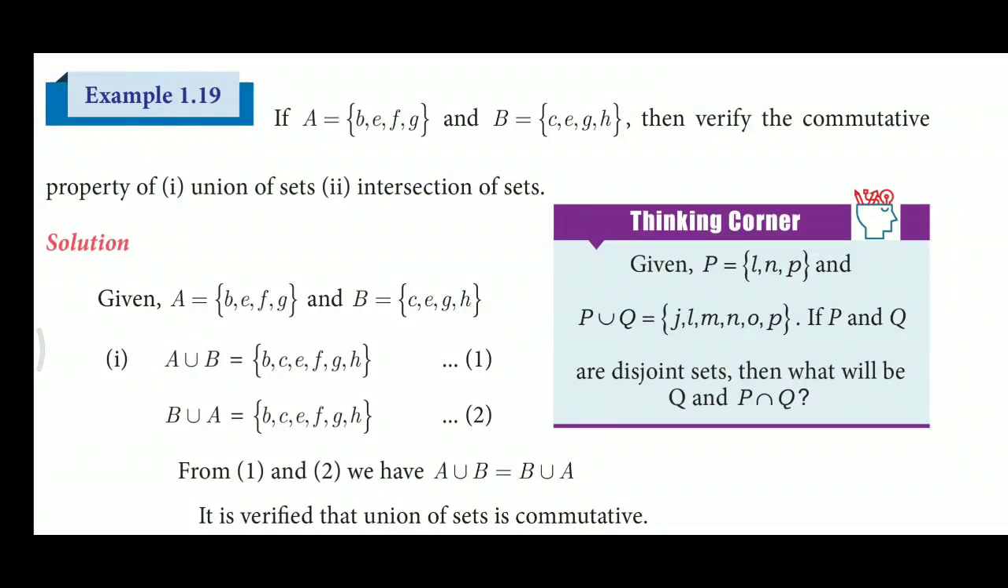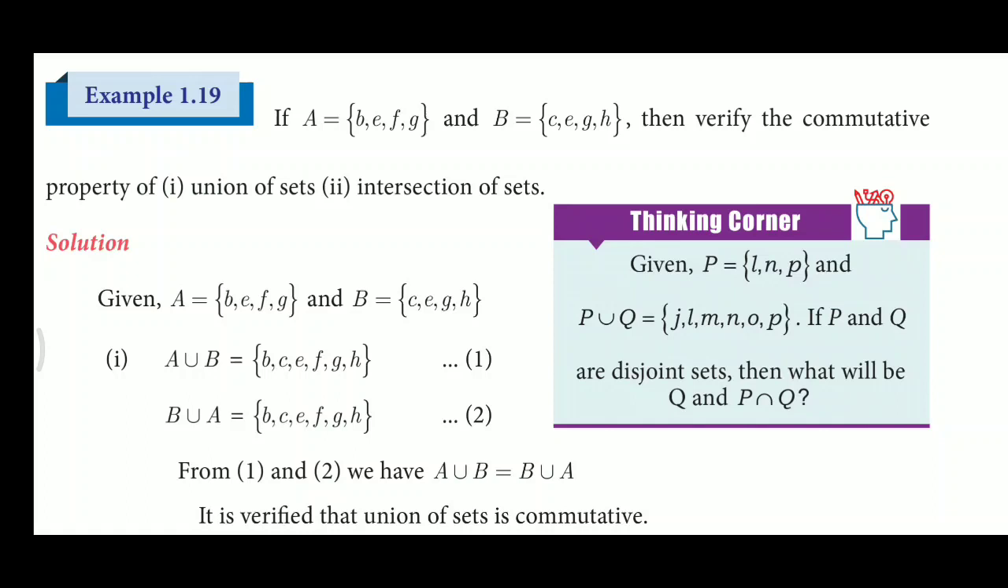I hope you are all clear with the properties of sets. Now we look at some examples from the textbook. Here in the example 1.19, if set A is equal to {B, E, F, G} and set B contains {C, E, G, H}, then verify the commutative property of union of sets and intersection of sets.